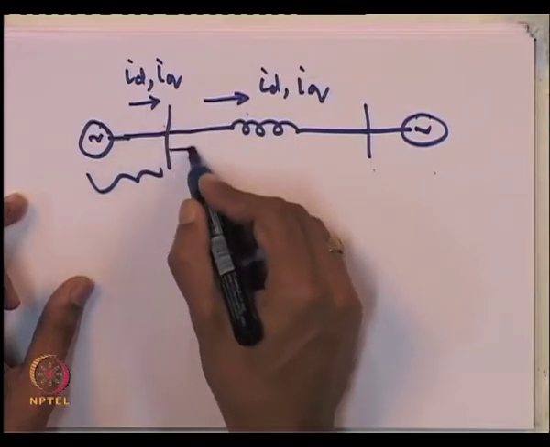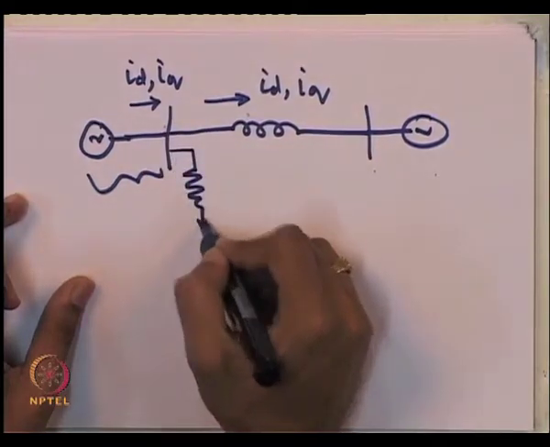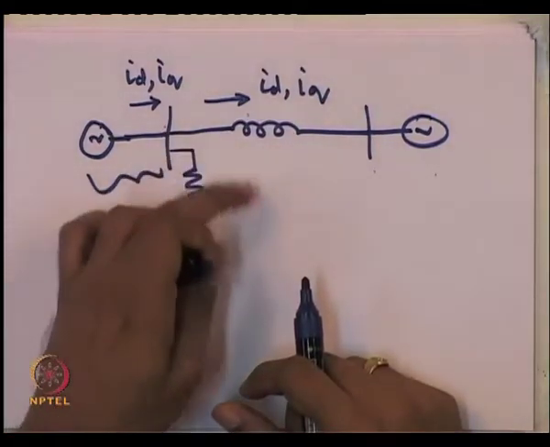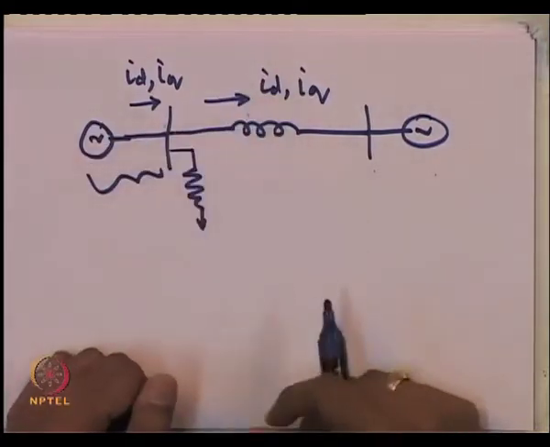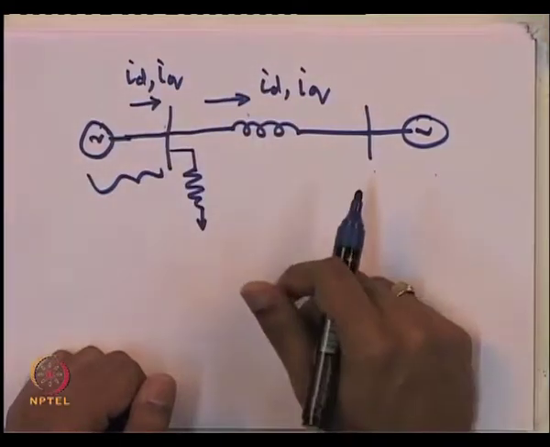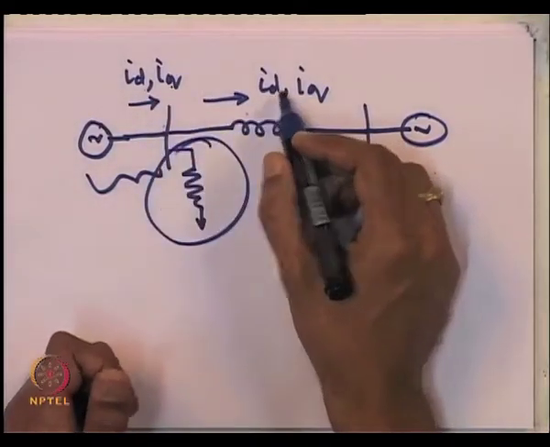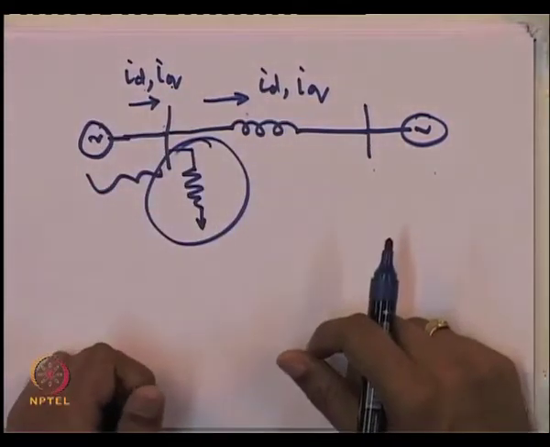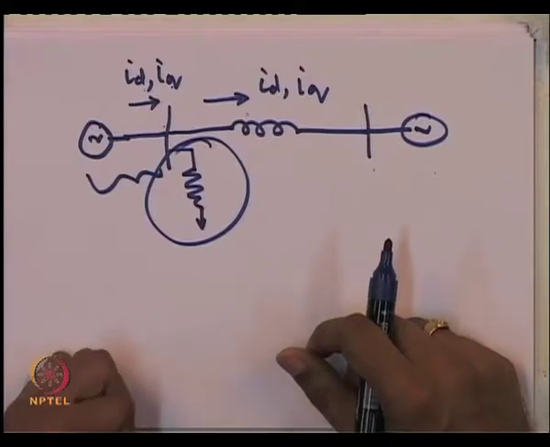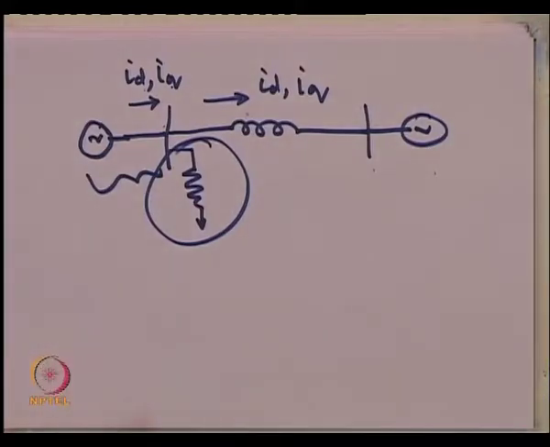Of course, if you have got some load here, for example a resistive load or any kind of load here, this will not be true. Okay. So, if I have got something here, then ID and IQ are not the same for the generator and the inductor.